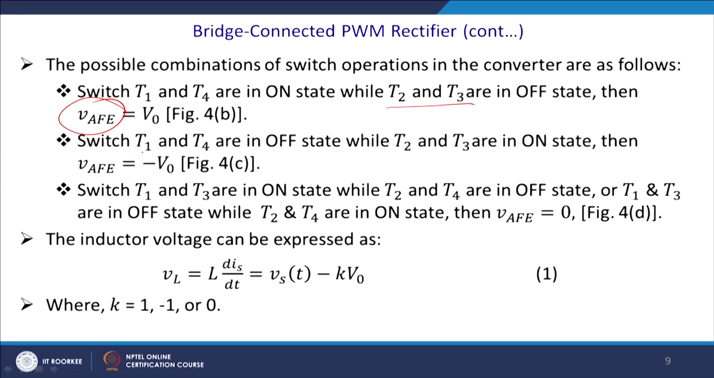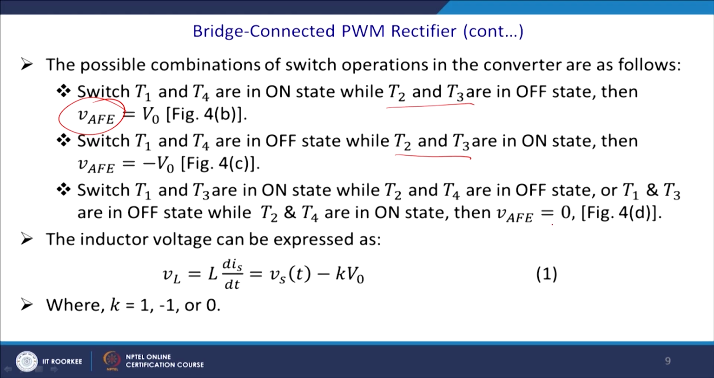So, this is the mode of operation. Switches T 1 and T 4 are on, this is, let us say, mode 1 on state, while T 2 and T 3 are off state. Then the voltage of this rectifier will be V 0. Then we switch it over, T 1 and T 4 are off state, while T 2 T 3 are on state, then you get minus of the output voltage. If switches T 1 and T 3 are on state, while T 2 and T 4 are off state, or T 1 and T 3 are in off state, while T 2 and T 4 are in the on state, then this will be 0.